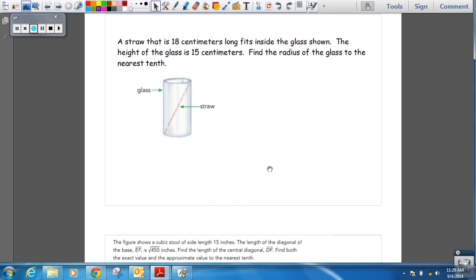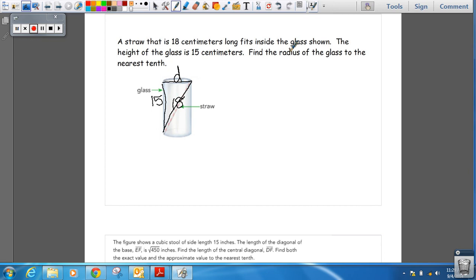A straw that is 18 centimeters long fits inside the glass shown. The height of the glass is 15 centimeters. Find the radius of the glass to the nearest tenth. So I'm going to mark that the straw is 18 centimeters. And I know the height of the glass is 15. Well, if I complete this right triangle here, basically what I'm trying to find is the diameter.